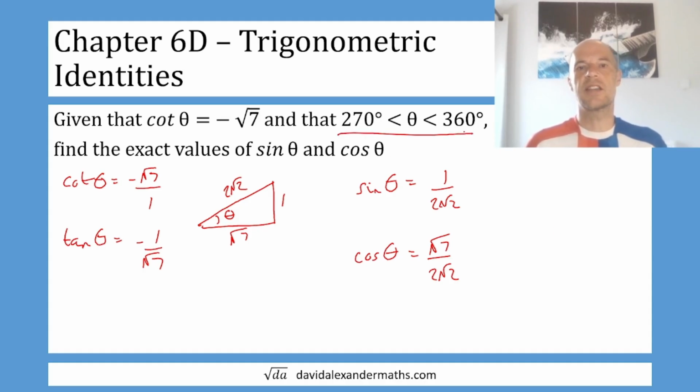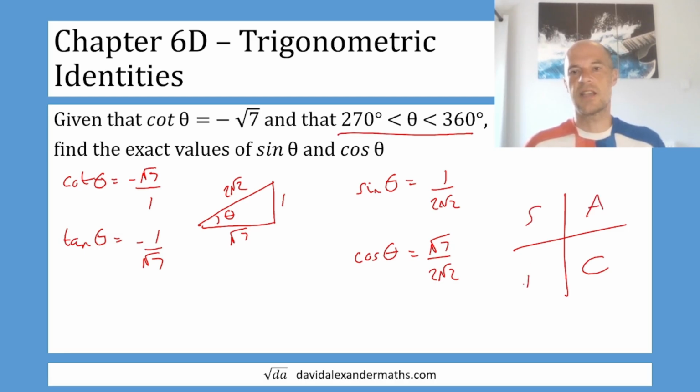Now we know that theta is between 270 and 360. So CAST, there's my CAST diagram. So it's in this quadrant here. Now in this quadrant, cos is the only one that is positive.